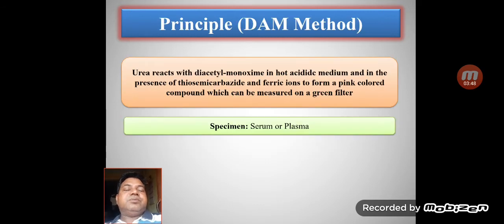Now the principle of the DAM method: urea reacts with diacetyl monoxide in a hot acidic medium, in the presence of thiosemicarbazide and ferric ions, and forms a pink colored compound which can be measured on the green filter. The specimen used for the determination of blood urea nitrogen is serum or plasma.